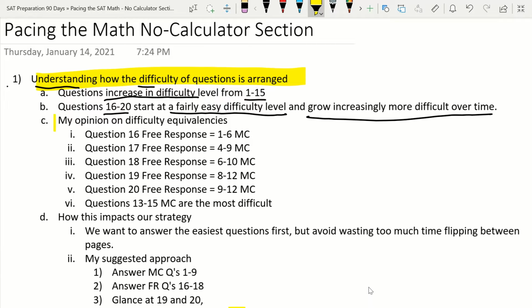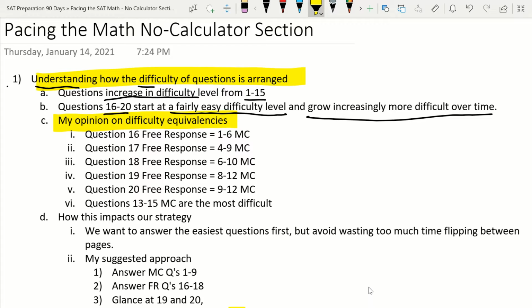Okay, so here I'm going to give my opinion on difficulty equivalencies. So what do I mean by difficulty equivalencies? Well, the free response questions, right? We know that question 16 is easier than question 15 of the multiple choice, right? So if we understand that, we want to understand how difficult each free response question is in comparison to the multiple choice. That way we're not answering question 15 on the multiple choice, which is super hard, and then leaving question 16 of the free response, which is generally easier, blank because we ran out of time.